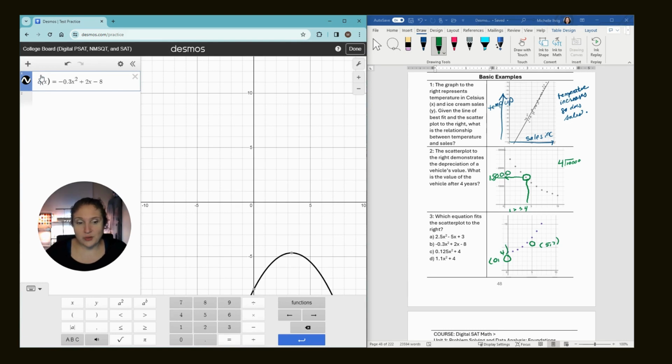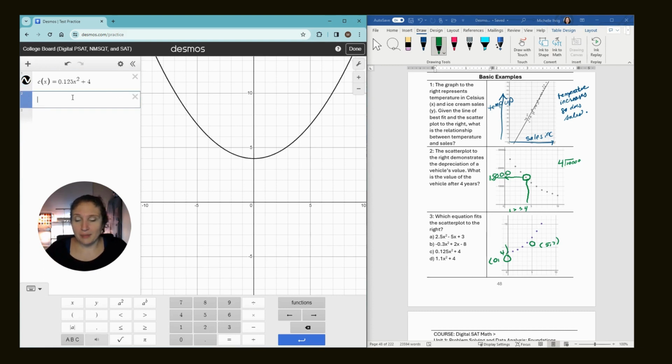So I'll change this to choice C. Here we've got 0.125x squared plus 4. Ooh, look at that. If I put my key features in, 0.4 was one of our important points, and 5.7 was our other important point, and that pretty much matches. 5.7 is an estimation, and that's pretty darn close. So it's most likely choice C.